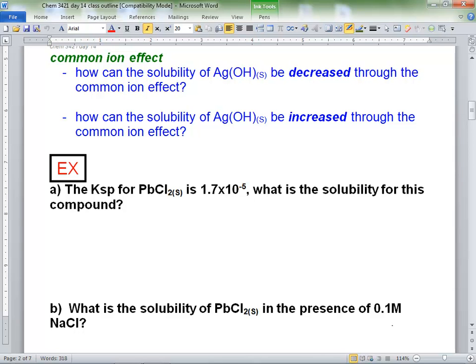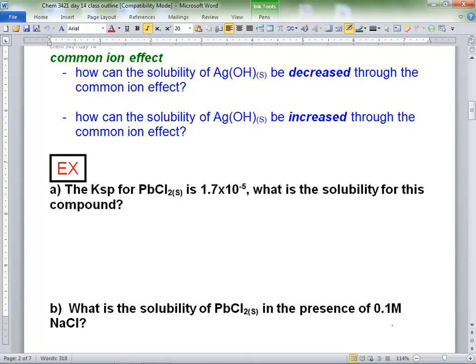That's fine. So how can the solubility of silver(I) hydroxide be decreased through the common ion effect? You want less silver hydroxide to dissolve, right? Christina, how could you do that? Usually you want more to dissolve, but I guess this must be bad stuff. You don't want that much to dissolve. What could you do? Through the common ion effect is pretty much your only choice here.